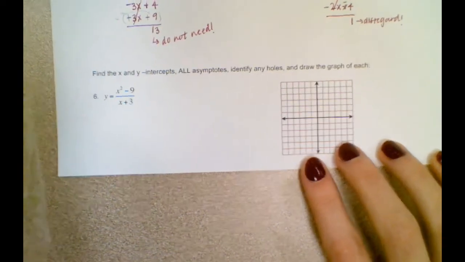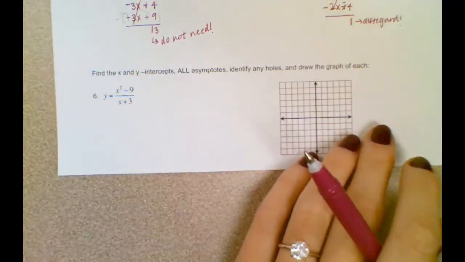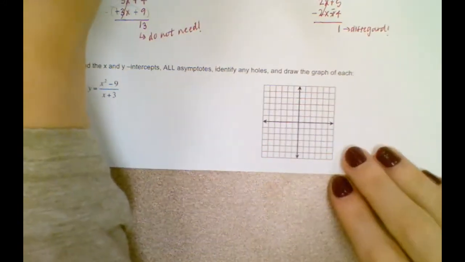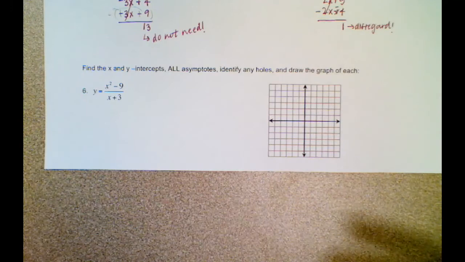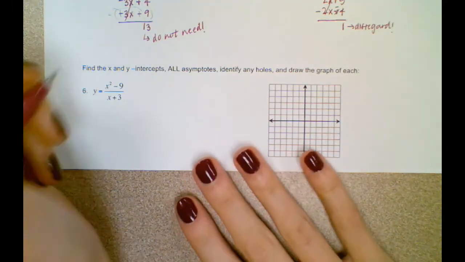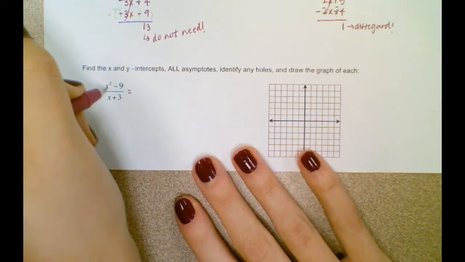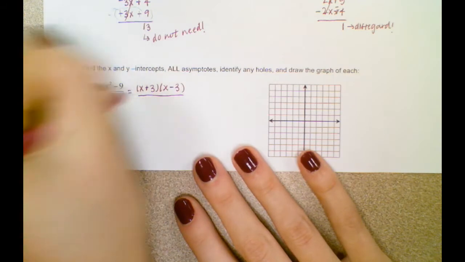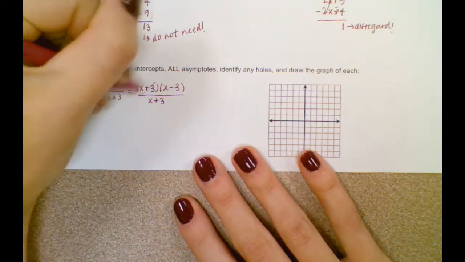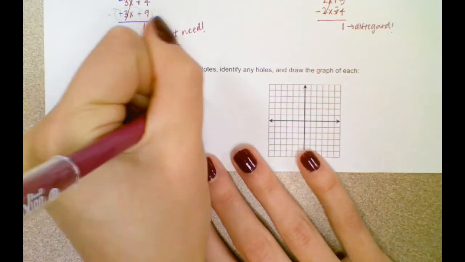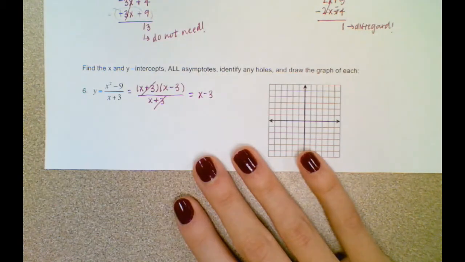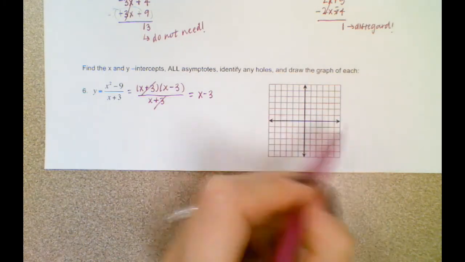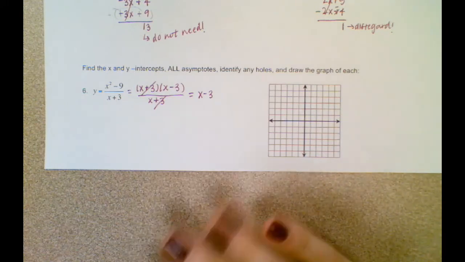It says find the x and y-intercepts, all the asymptotes, identify any holes, and draw the graph of each. So, basically kind of like what we did last week, but now we're just going to throw in the slant asymptote as well. So if I simplify this, this becomes x plus 3 times x minus 3 because that's a difference of squares. The x plus 3's go away, so I'm left with x minus 3. That's my equation. Notice this is a linear function now, y equals x minus 3. That's linear, so I'm going to have a linear line over here. And you guys can also graph this on your calculator to double check your answer.